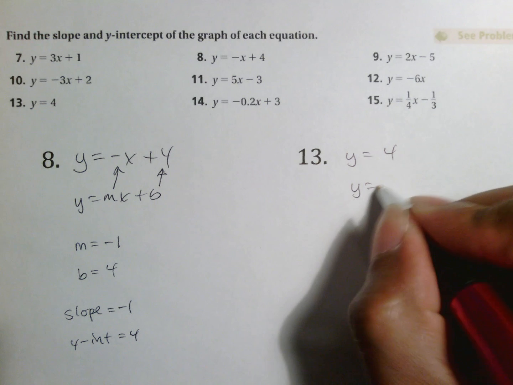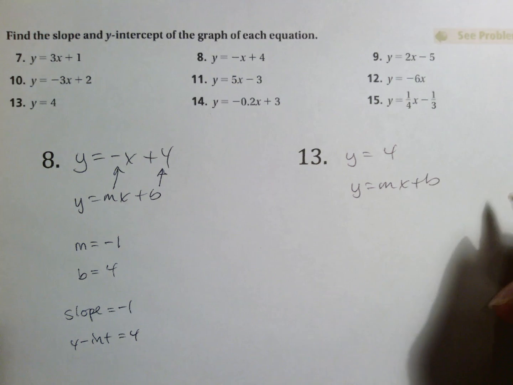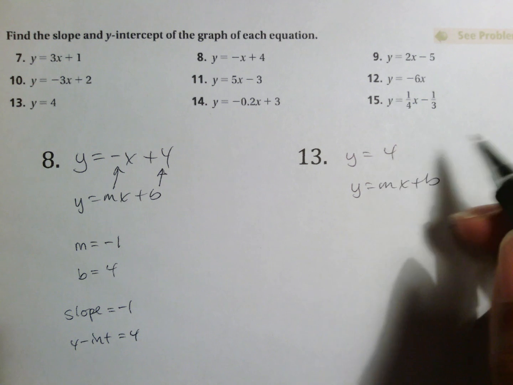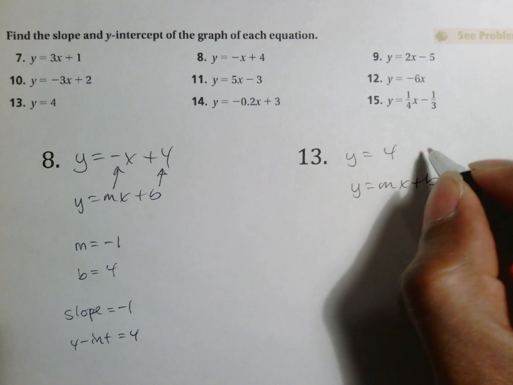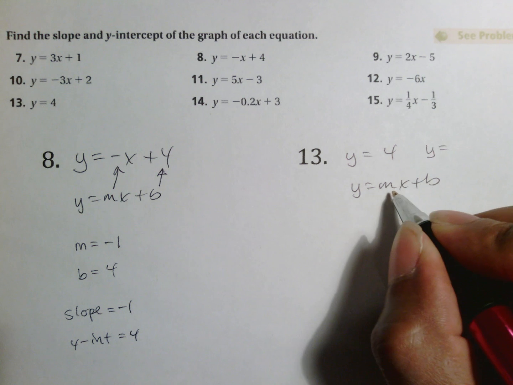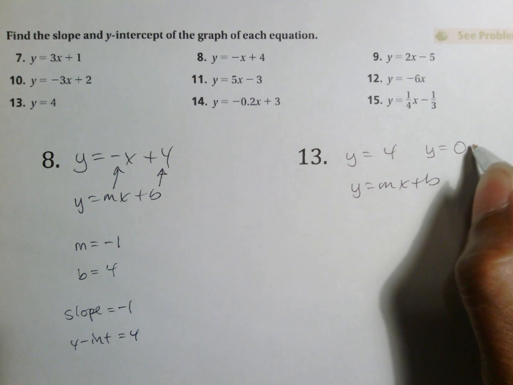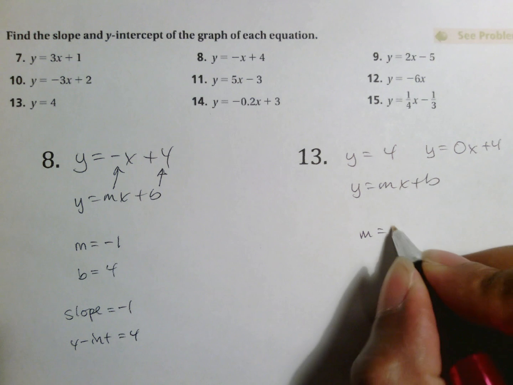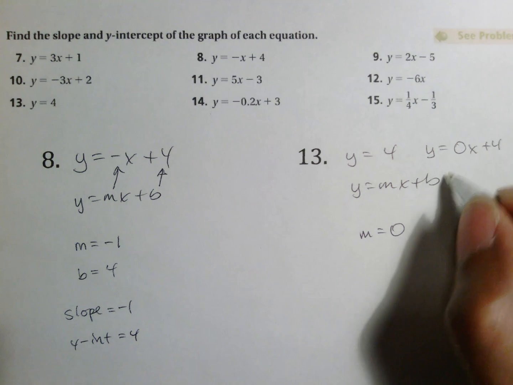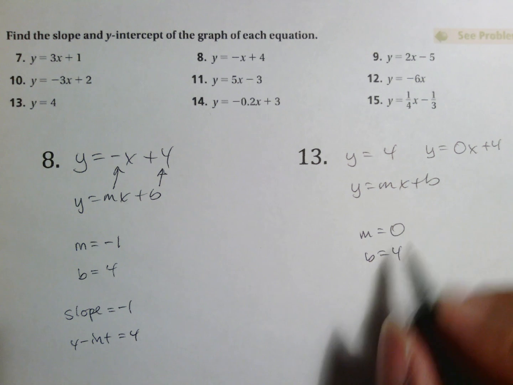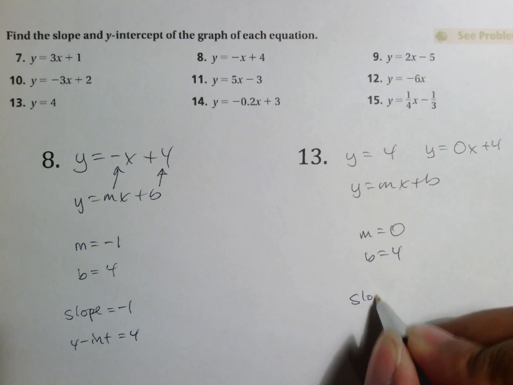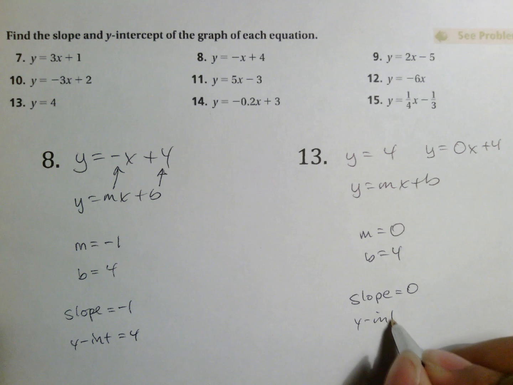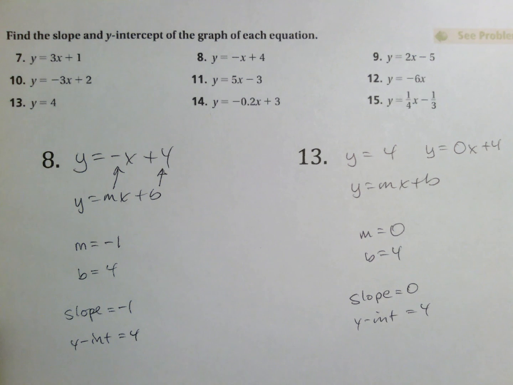Again, using the y equals mx plus b form to help us out. M is attached to x. I don't see an x there, so what I think that means is that we can write this as y equals 0x plus 4, which means that m in this case would be 0, and b would be 4. Based off of that, we know that our slope, remember m represents slope, is 0, and our y-intercept is 4. Okay.